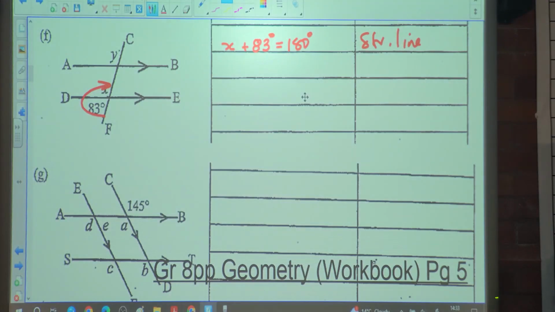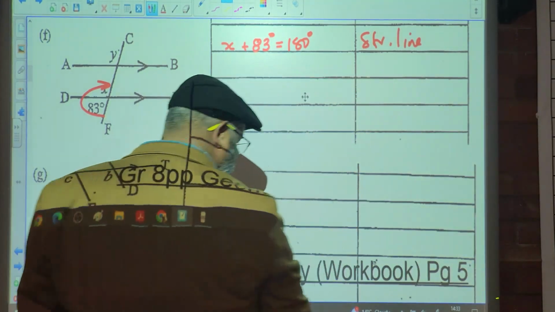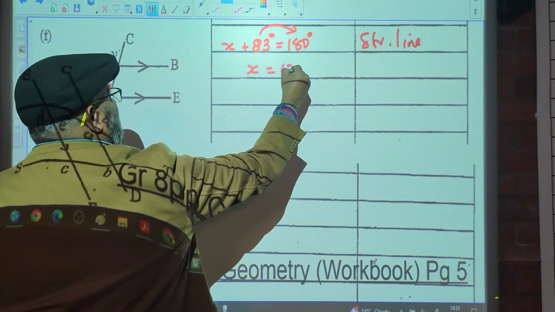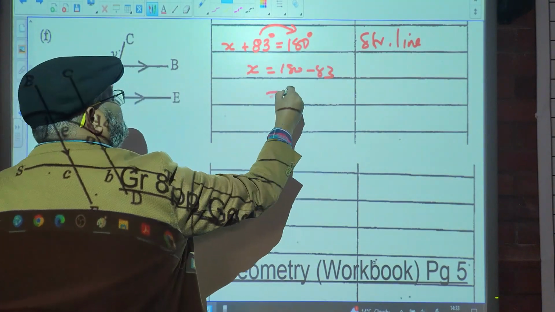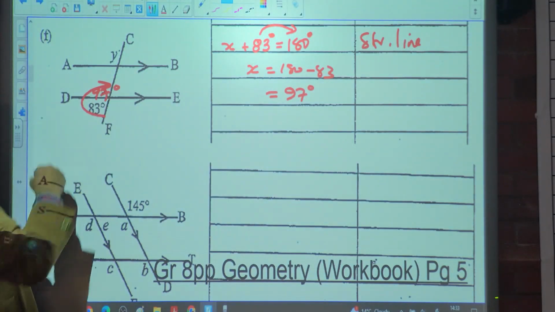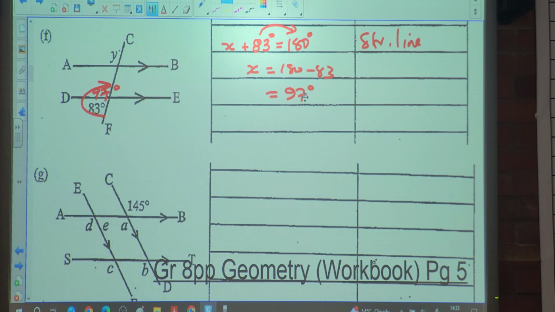I'm going to calculate X. Take that over the equal sign, not so? X is equal to 180 minus 83, which is 97 degrees. Is that correct?